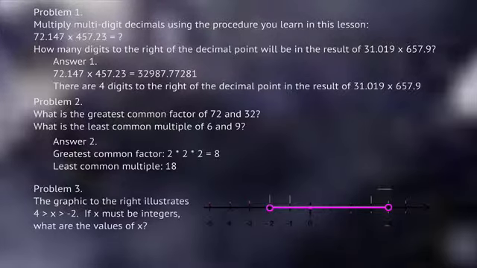Let's try problem 3. The graphic to the right illustrates x is greater than negative 2 and less than 4. Look at the number line. The pink line with open circles at each end illustrates an inequality. If the circles were filled in, that would be an equality, equal to. So if x must be integers between the values of negative 2 and 4, what are the values of x? So we can see just by looking at the number line, negative 1, 0, 1, 2, and 3.